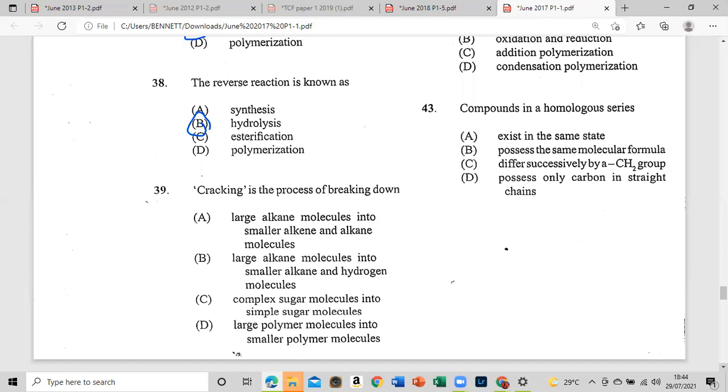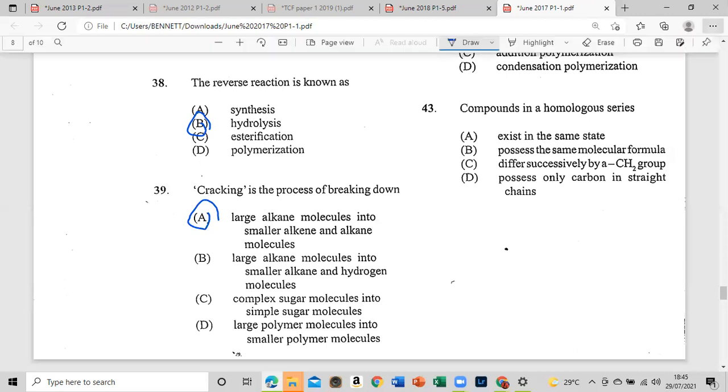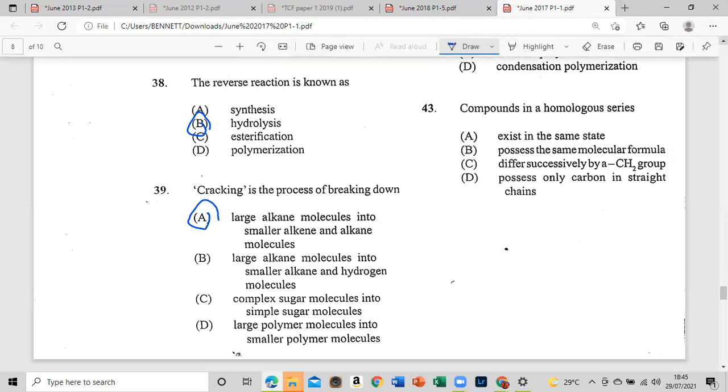39. Cracking is the process of breaking down large alkane molecules into smaller alkane and alkene molecules, or large alkane molecules into smaller alkane and hydrogen molecules, or is it C, complex sugar molecules into simple sugar molecules, or large polymer molecules into small polymer molecules. And 39 is A, from alkane to smaller alkane and alkene molecules. That one is a repeat, so don't need to spend a lot of time on it.